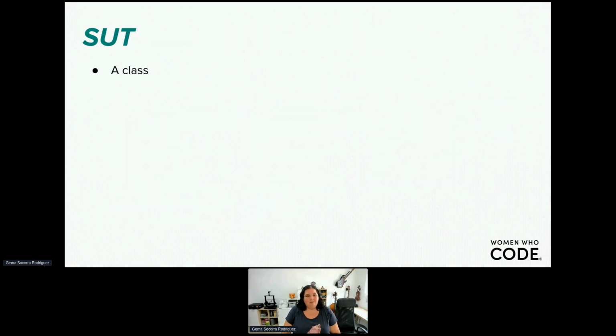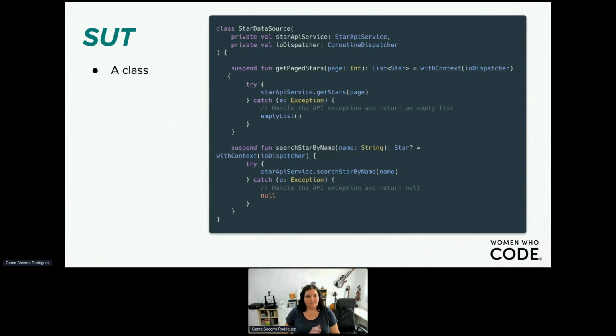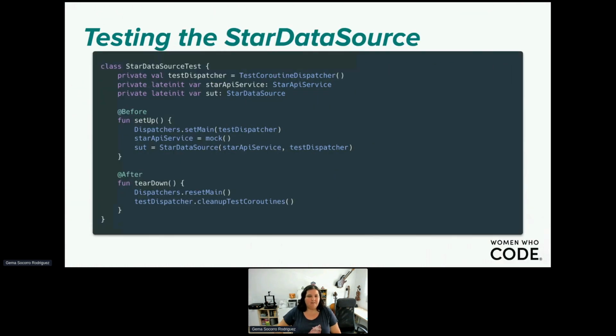Okay, so now we said that the SUT is going to be a class. In our case, we are going to test this StarDataSource, which will be a data source to obtain that list of stars and also to do the search. We have two dependencies: one is the API service and the other one is the dispatcher for the coroutines. So let's test it.